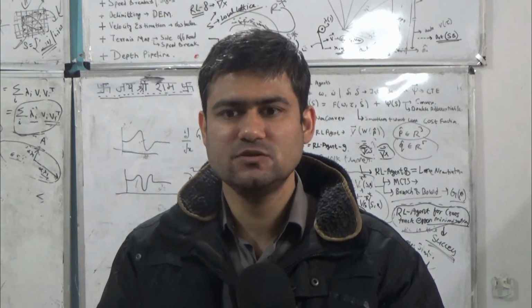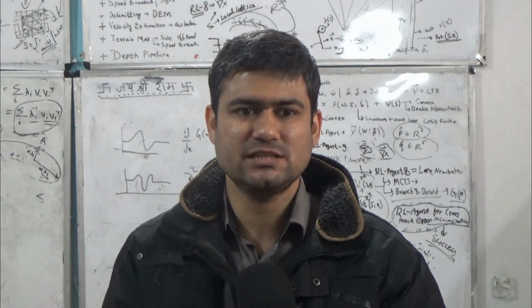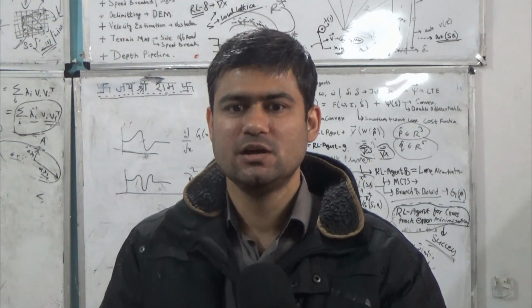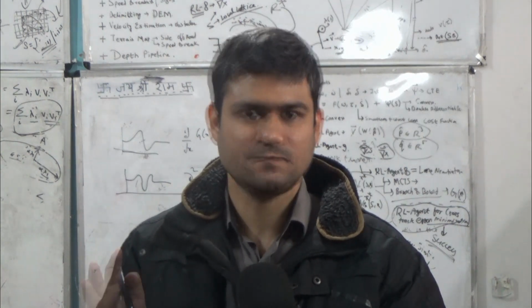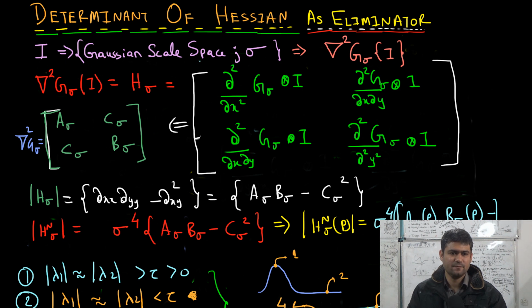And before going to how we can use this as an eliminator of the weak or false responses, we will first summarize whatever we have learned in the previous lecture when the determinant of Hessian was used to identify or detect blobs in images. So we have an input image I. We construct the Gaussian scale space of the image I parameterized by sigma. And the next step is to compute the Hessian of the Gaussian response of the image functions at every scale, where the scale is denoted by sigma, where sigma is the standard deviation of the underlying Gaussian function.